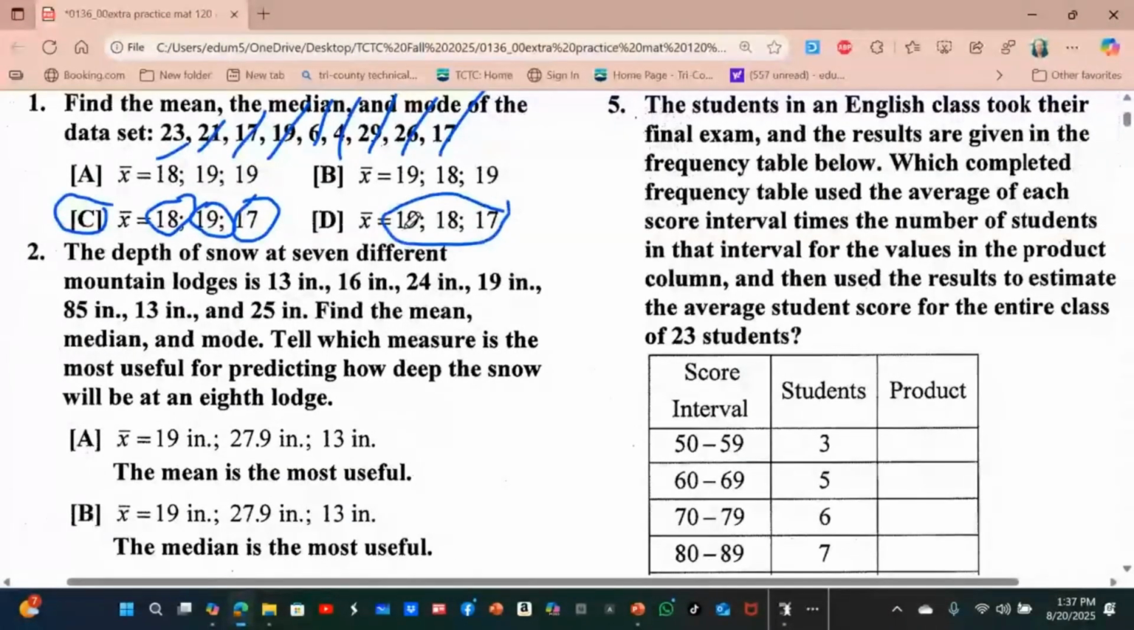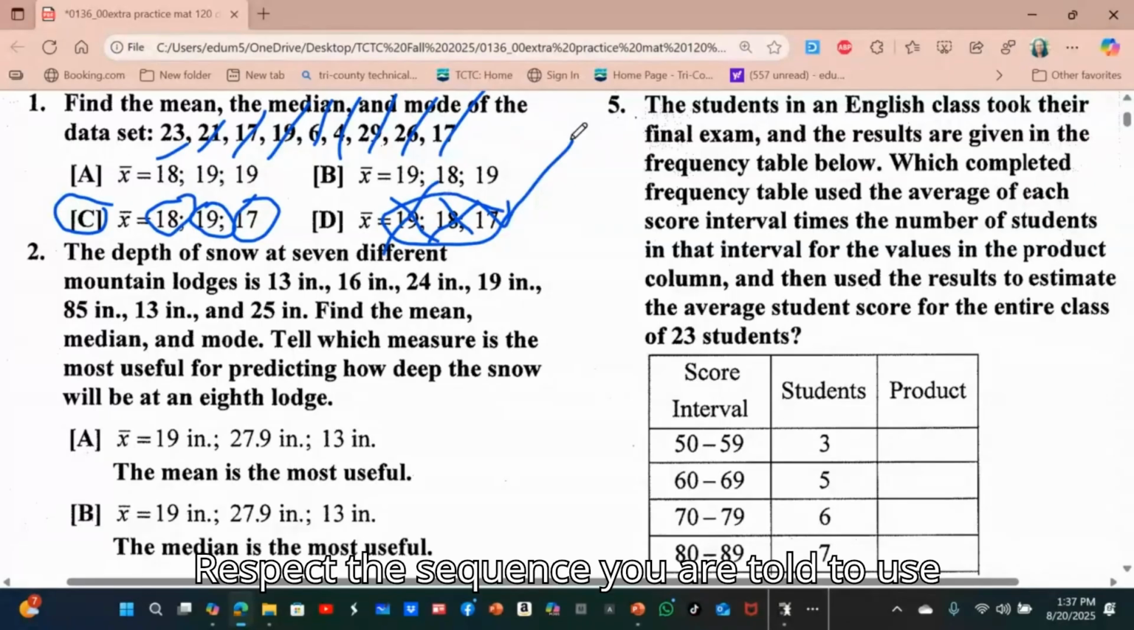This is the median, but you're told to find the mean, the median, and the mode. So that is not the mean. This one right here is not the median, so be careful. And this actually is the mode. But you respect the sequence. Respect the sequence you're told to use to solve the problem. People fail this number because they are not checking the sequence.